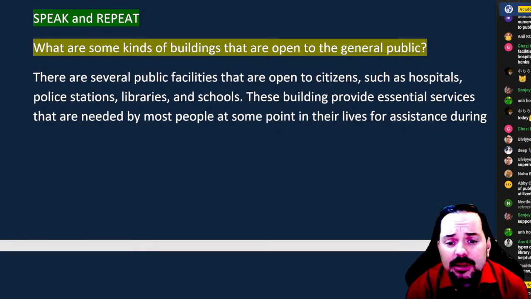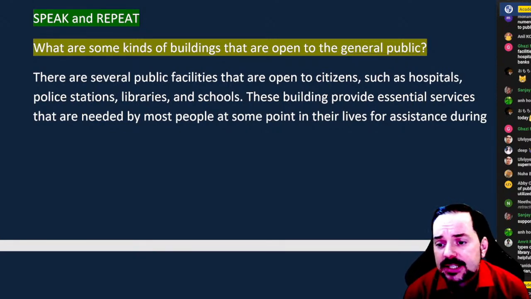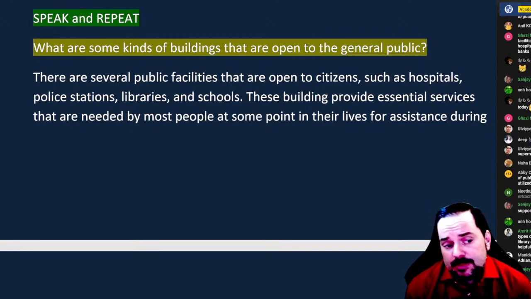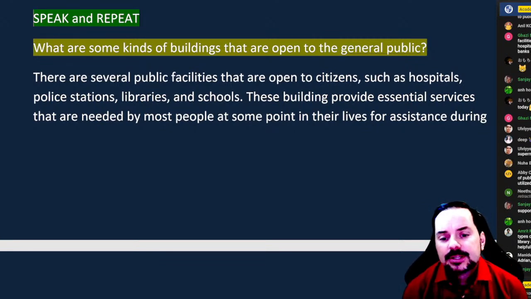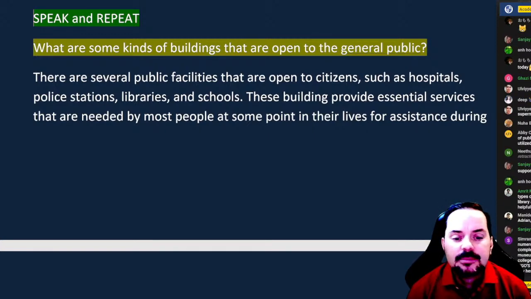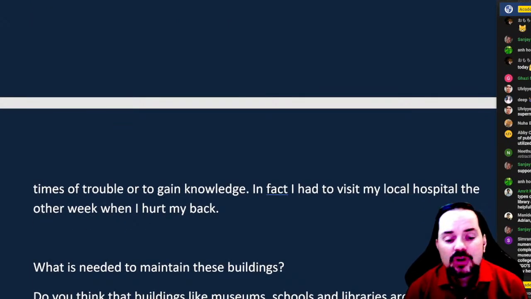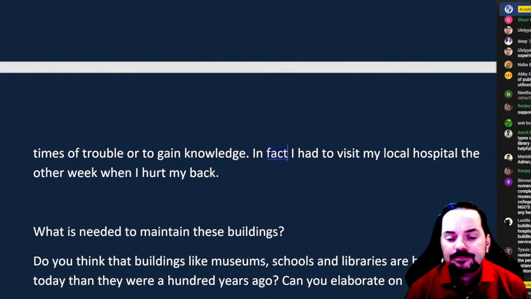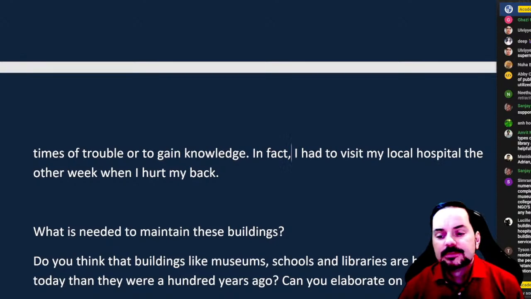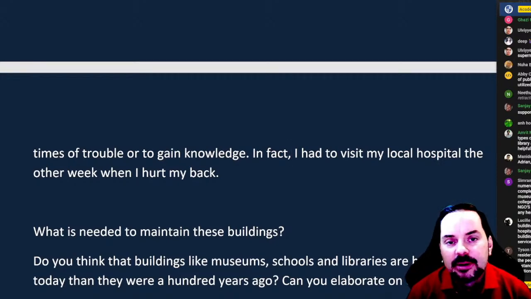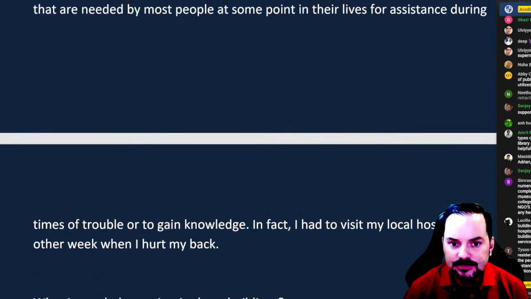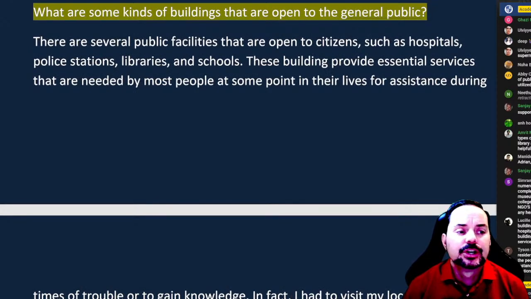There are several public facilities that are open to citizens, such as hospitals, police stations, libraries, and schools. These buildings provide essential services that are needed by most people at some point in their lives for assistance during times of trouble or to gain knowledge. In fact, I had to visit my local hospital the other week when I hurt my back. Okay, answer, it's here.